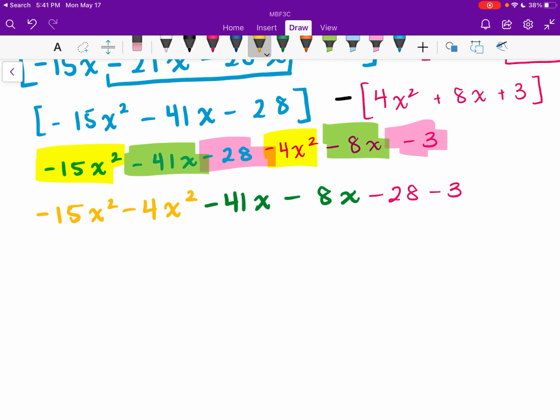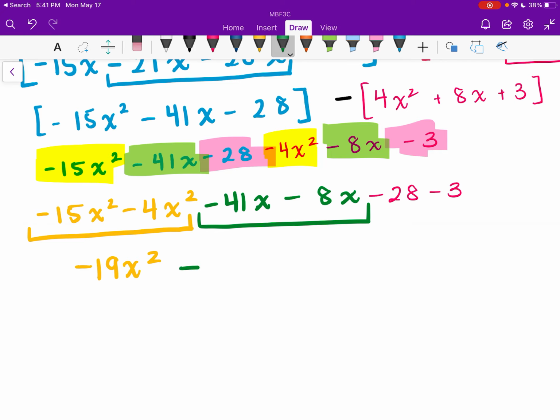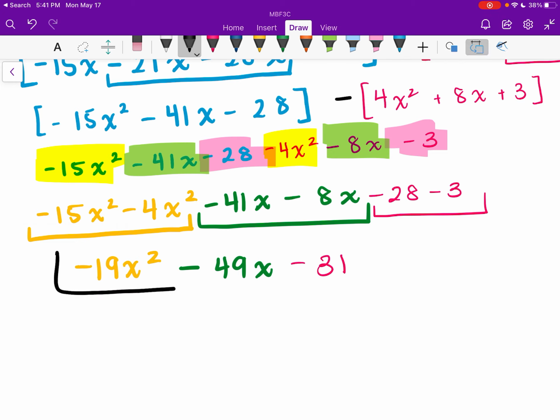And now I can just simplify. Negative 15 minus 4 is going to give me -19x squared. Negative 41 minus 8 is going to give me negative 49x. And then negative 28 minus 3 is going to give me negative 31. And that is my most simplified equation.